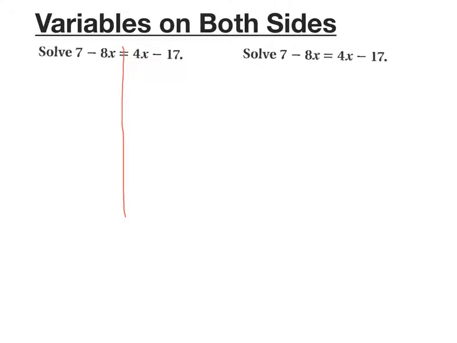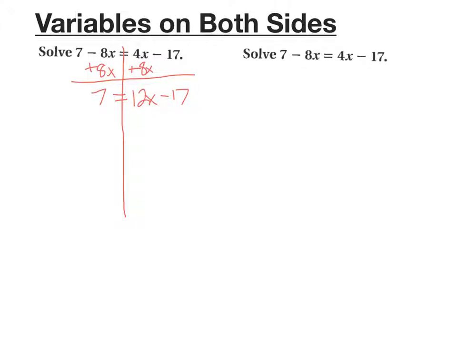Over on the left here, I see I have a negative 8x. I want to eliminate that term and get that equal to 0. So since it's a negative 8x, I'm going to add 8x to both sides. Negative 8x plus 8x is 0. So that eliminates that term. And if I do that to the left side, I have to do it to the right side too to make sure everything stays equal. Now I have 7 equals 12x minus 17.